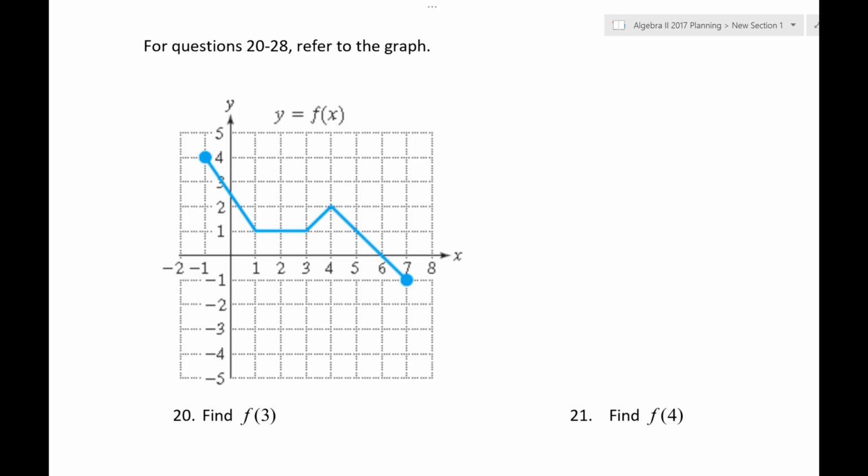For questions 20 to 28, we're going to take a look at this graph and answer a bunch of stuff about it. First question, find f of 3. So remember what that means. That's find the output that results when I put in an input of 3.